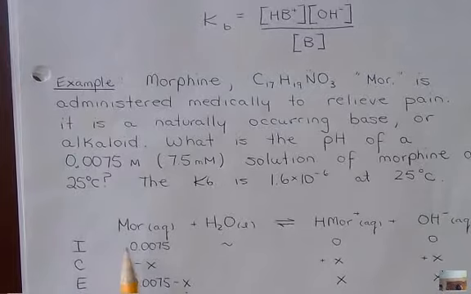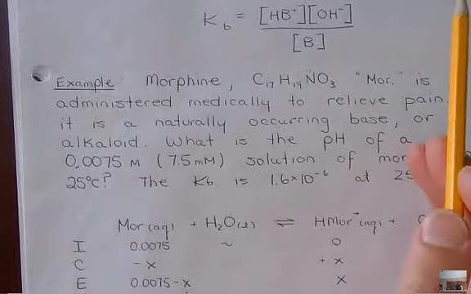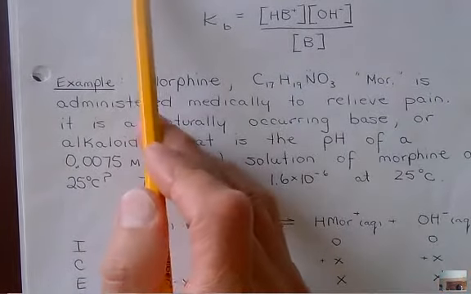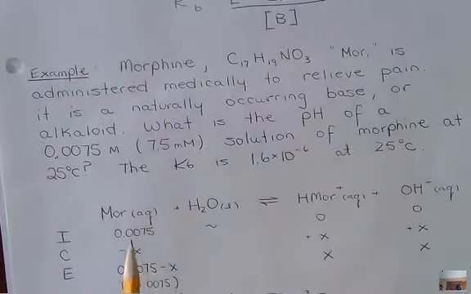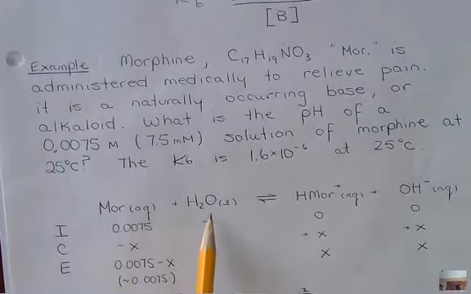We can just consider it MOR, or in fact, you could just put B for base. Okay, so we have the MOR, and that's the morphine. It's in its free base form, right? It has no charge on it. It's dissolved in water, and it can react with the water.